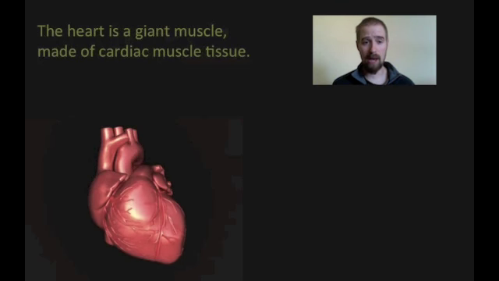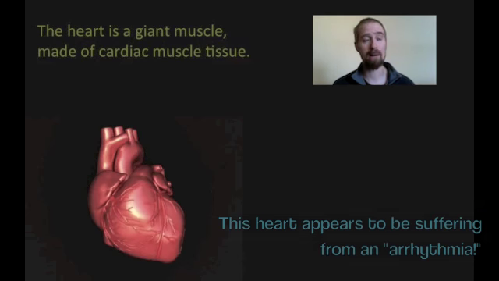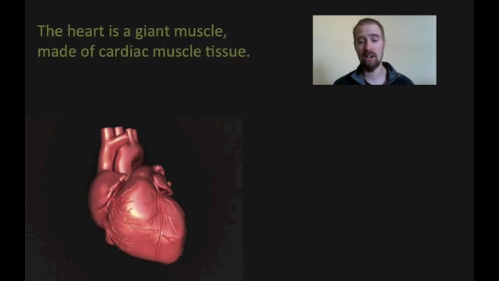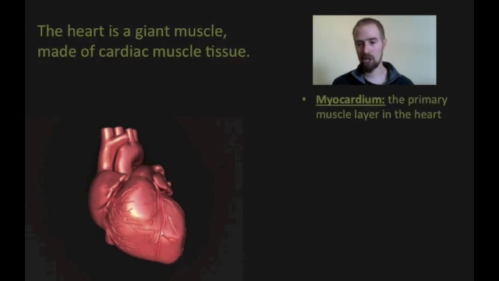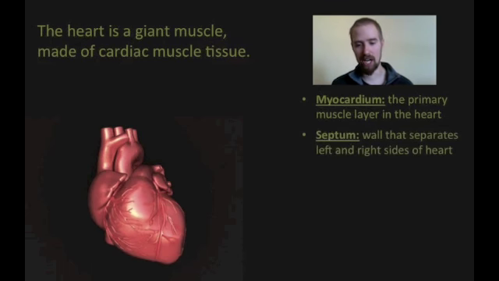Now, our heart is made up of cardiac muscle tissue. And this is the only place in the body where we find cardiac muscle tissue, is in the heart. And cardiac muscle tissue is specialized for the functions performed by the heart, namely having to contract over and over and over again every second of our lives from before the time that we're born until the moment that we die. And the main muscle layer that makes up the heart is called the myocardium. And there's a wall separating the left and right sides of the heart that's called the septum.